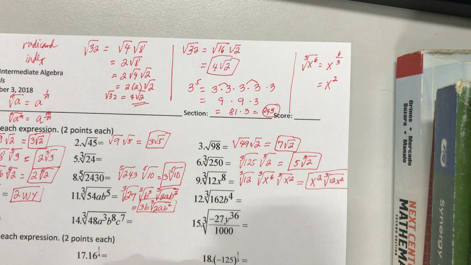Okay, number 12. The cube root of 162b to the power of 4.